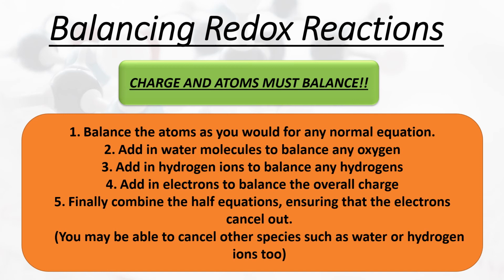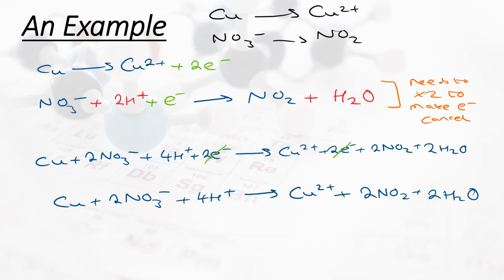And so this is easily seen if we do some examples. Let's say that our example here, a question might be, for example, that we're told that copper goes to copper 2+, and the nitrate anion, NO3-, goes to NO2, nitrogen dioxide. And the question would be something along the lines of find the half equations and balance the overall redox equation.